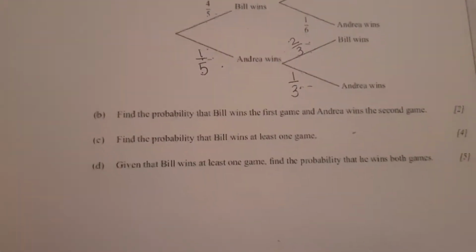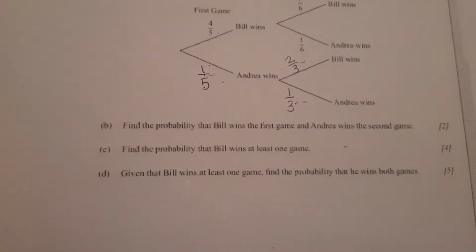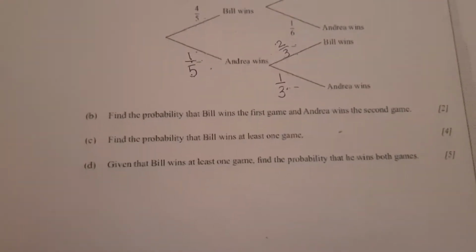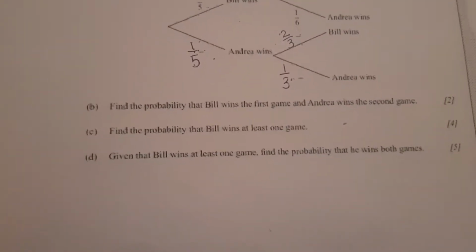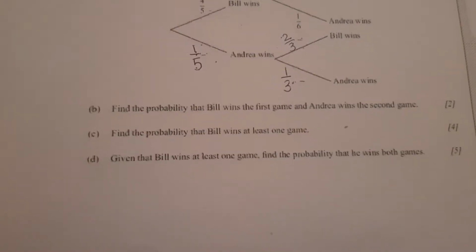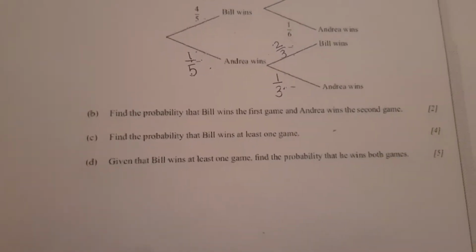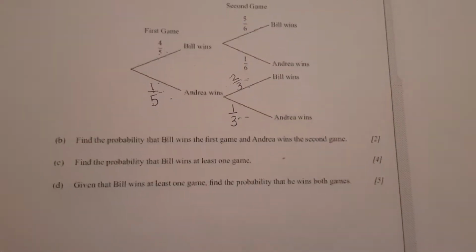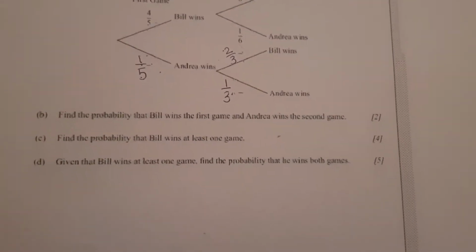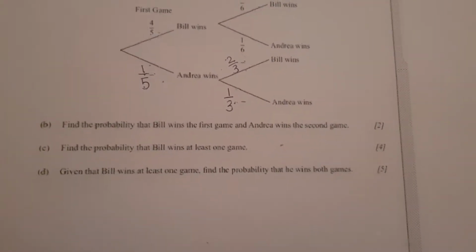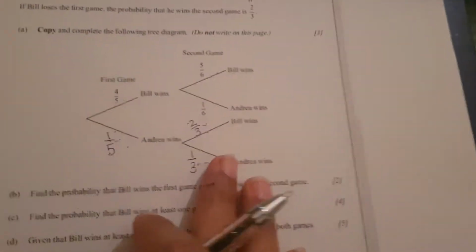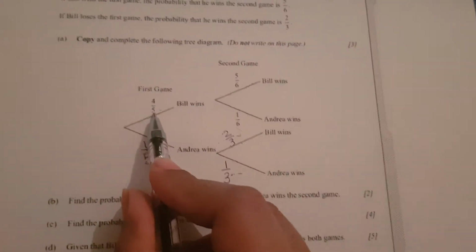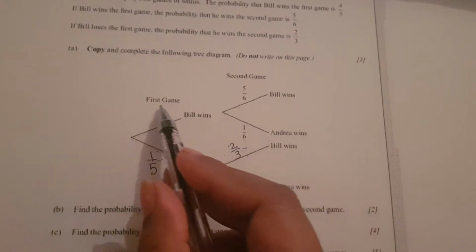Now let's focus on the second part. Find the probability that Bill wins the first game and Andrew wins the second game. Okay, fine. Bill wins the first game and Andrew wins the second game. So they are actually talking about these two.